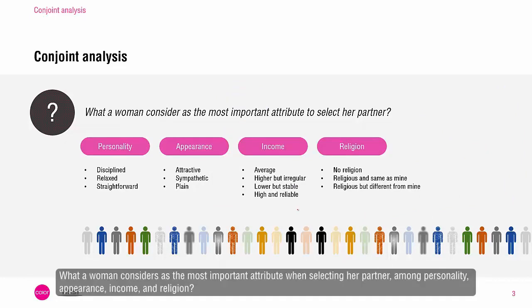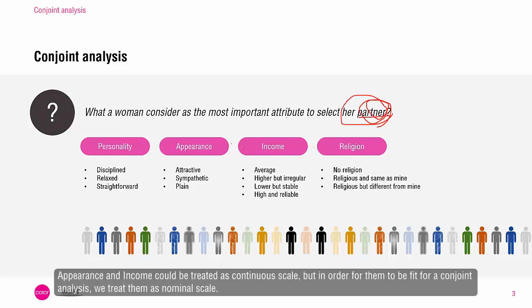This is another example, and this is perhaps more funny. What a woman considers as the most important attribute to select her partner. This attribute should be one of these four: personality, appearance, income, or religion. And the appearance and income could be treated as a continuous scale. But in order for them to be fit for a conjoint analysis, we treat them as a nominal scale. So we consider these four categories as independent categories from each other.